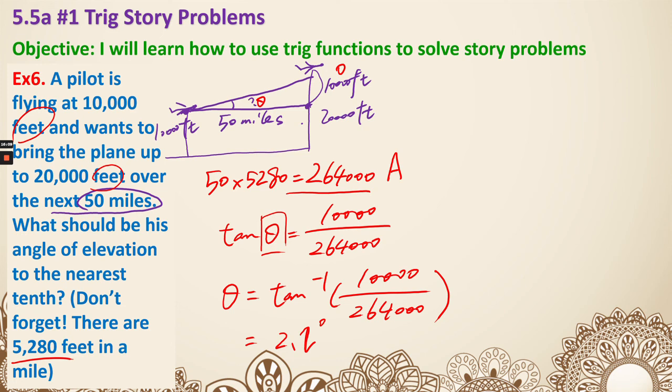So the plane needs to fly at an angle of 2.2 degrees, so it could fly from 10,000 feet to 20,000 feet over the next 50 miles. So that is example 6, and that is everything for 5.5a.